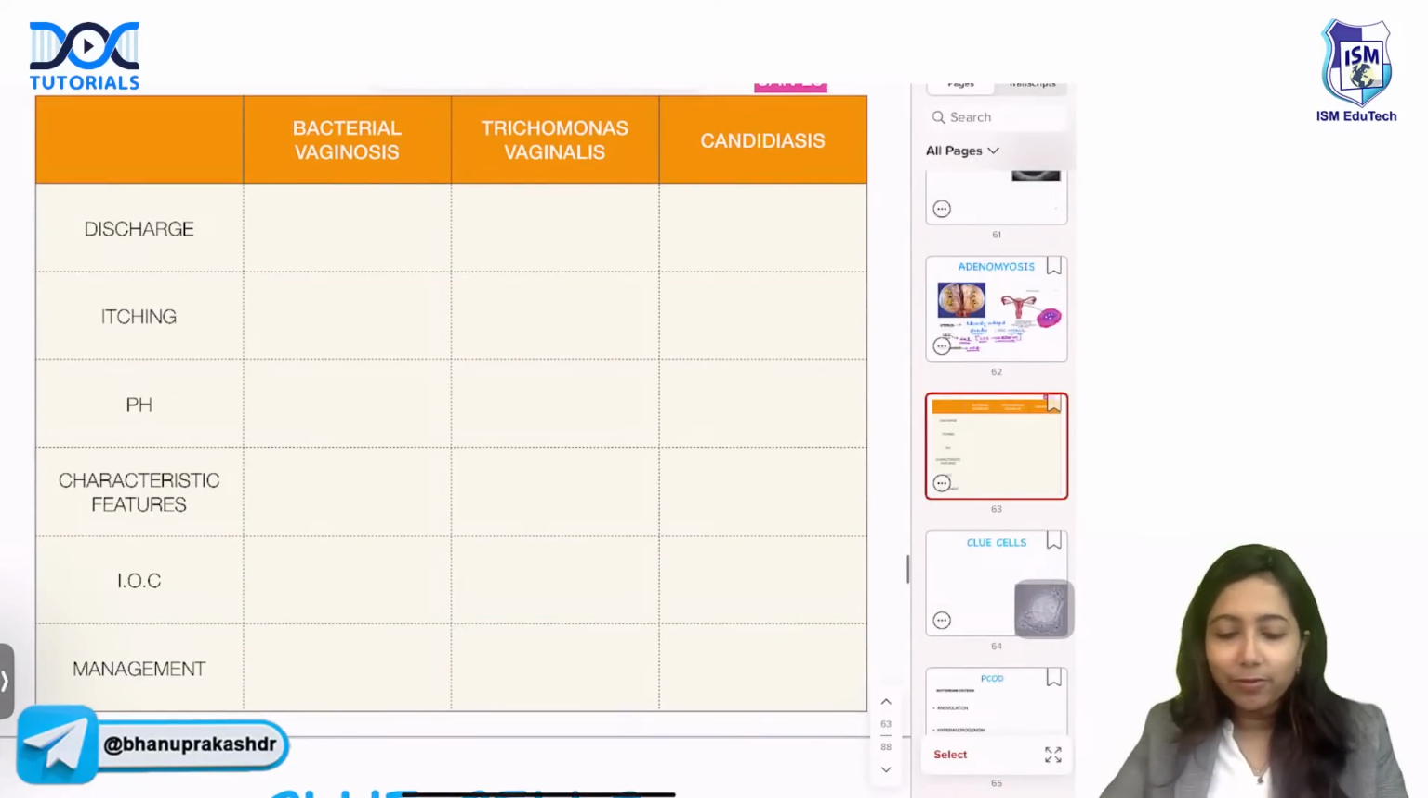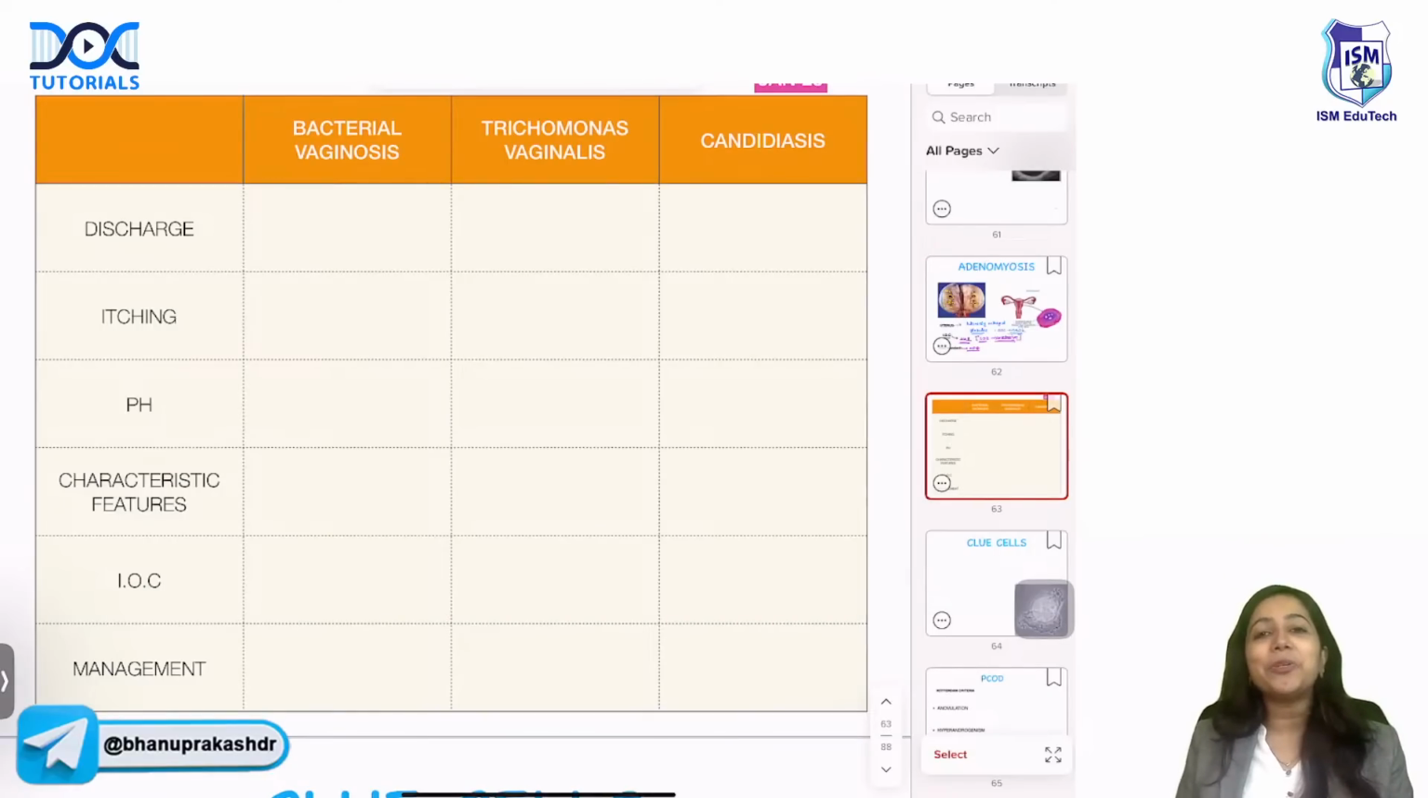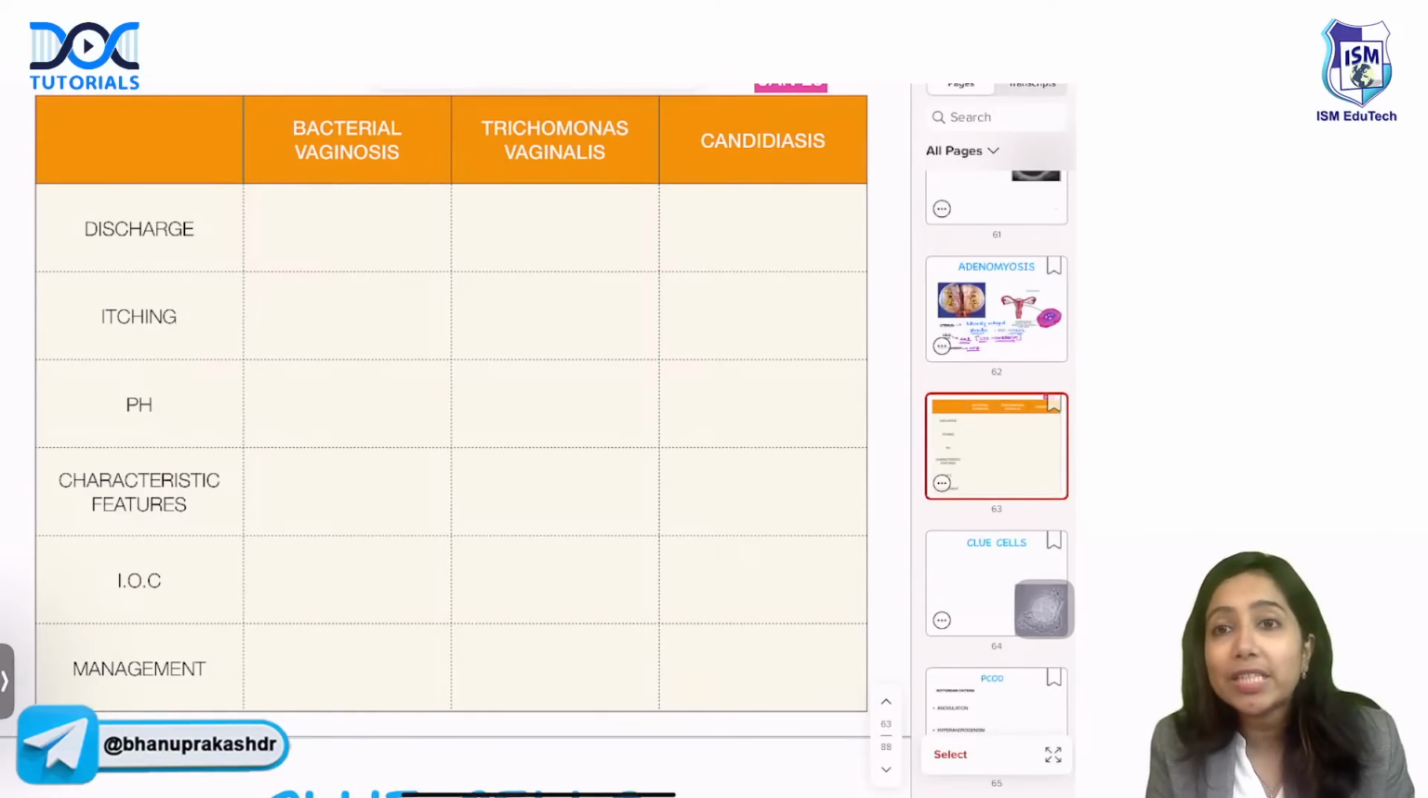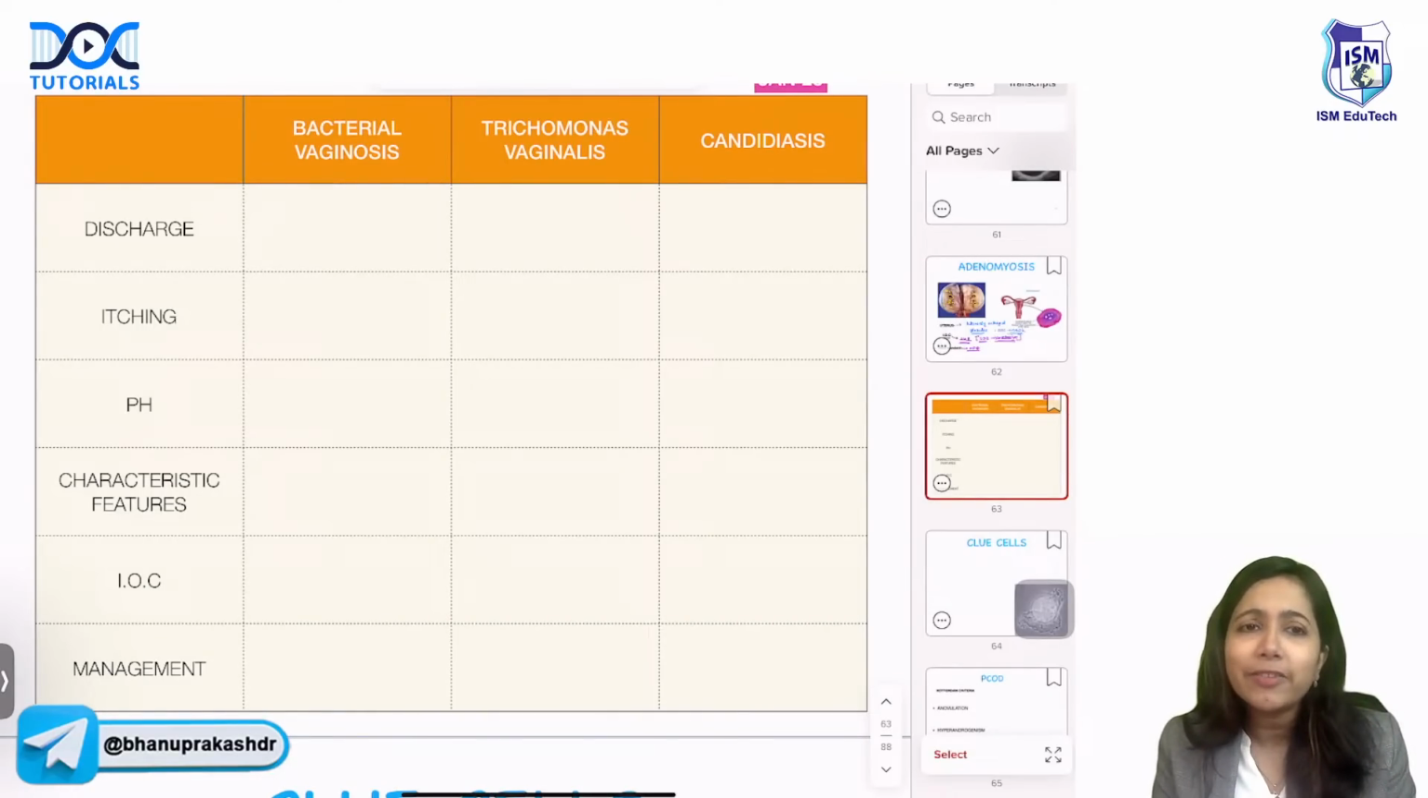Now, coming to a very, very important topic, how to differentiate between the various vaginal discharges. This is a very simple box actually, but so many questions. Maybe because we see a lot of vaginal discharge in OPD as well. It's a very common scenario. So they want you to be thorough on how to differentiate these different vaginal discharges. So coming to the discharges one by one.